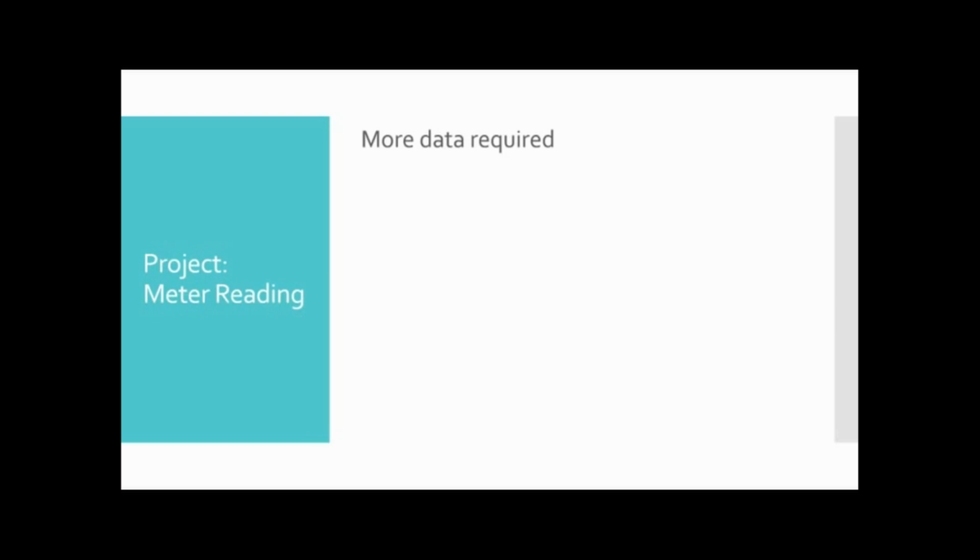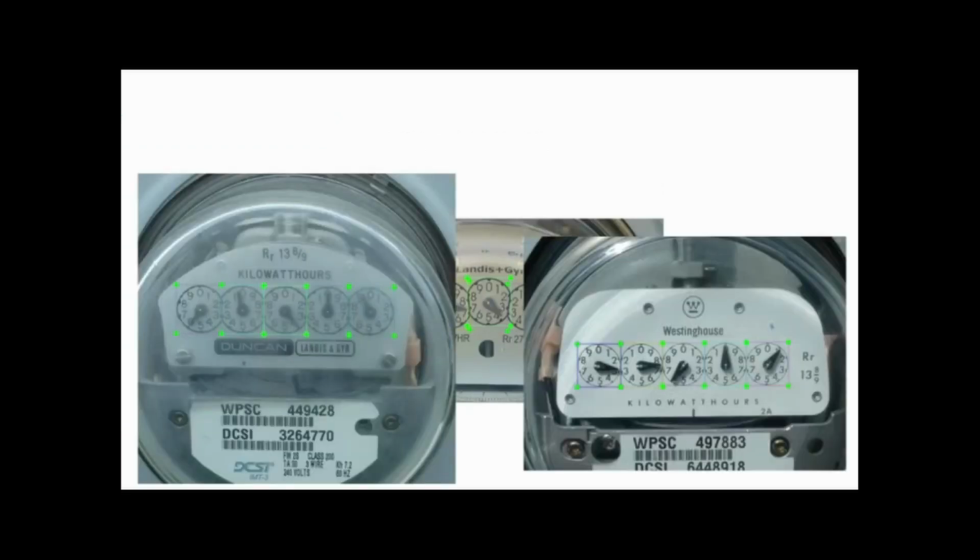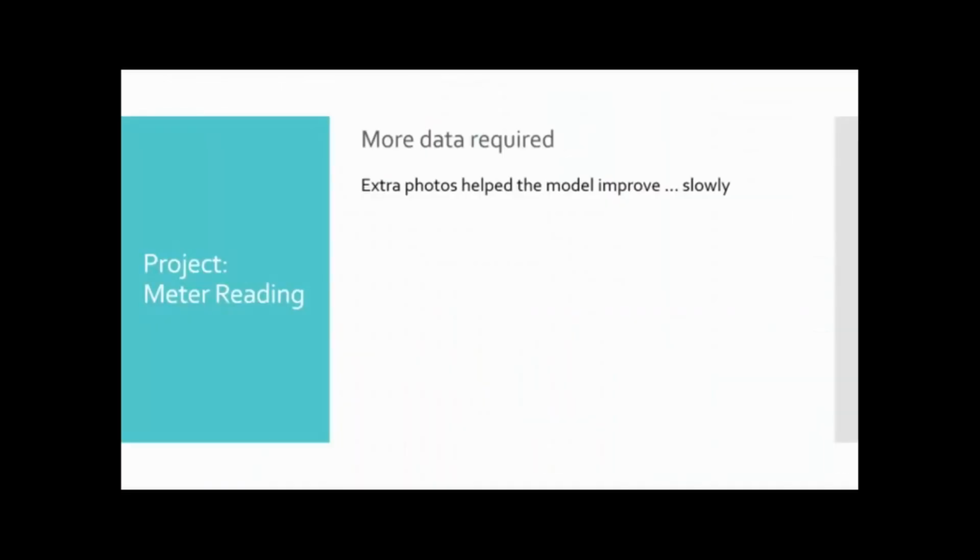My next theory was, well, maybe I just need more pictures. At least I have a model that can train now, right? And so I started doing more photos. And extra photos, as I found, did improve my model. So I did more pictures and more pictures. They did it very slowly. I ended up drawing bounding boxes on over 1,400 images. Yes.